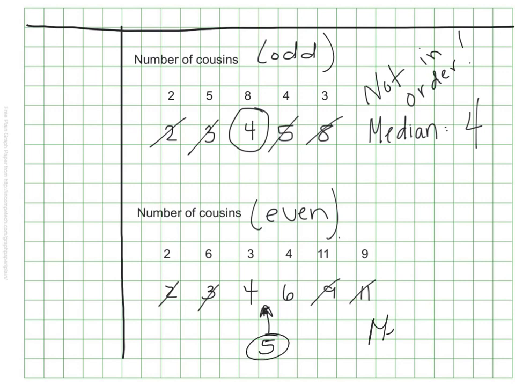My median, in this case, is 5, meaning that half of the students have 5 or more cousins, and half of the students I've surveyed have 5 or fewer cousins.